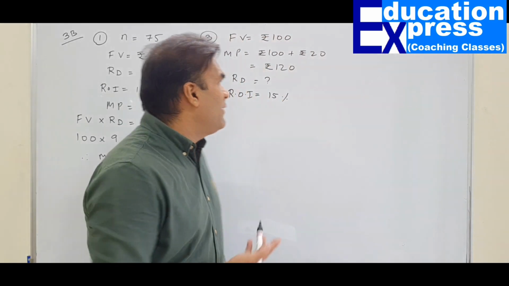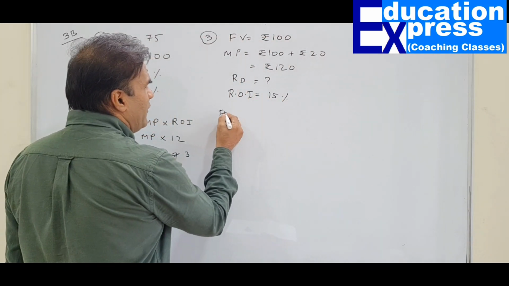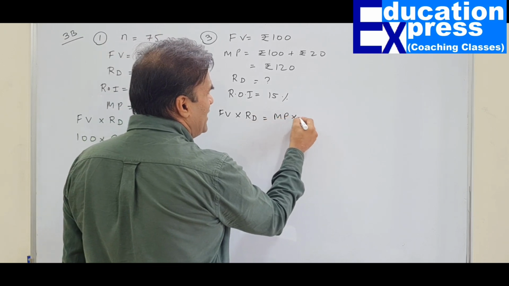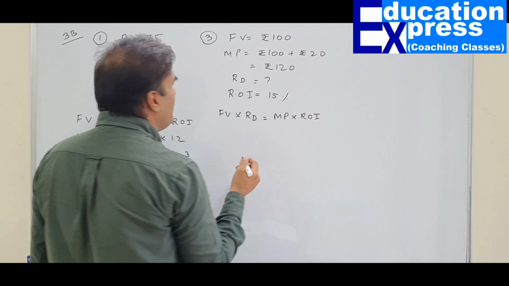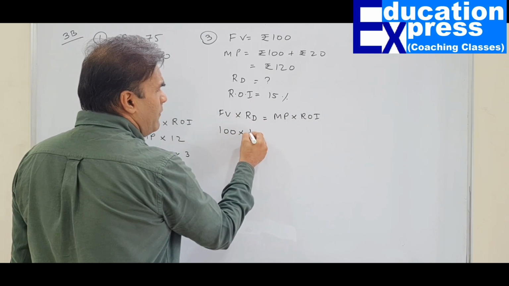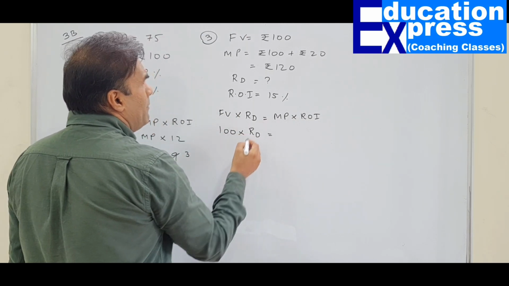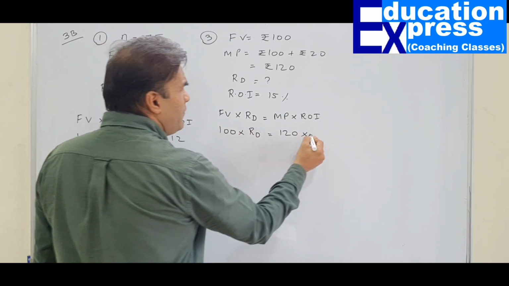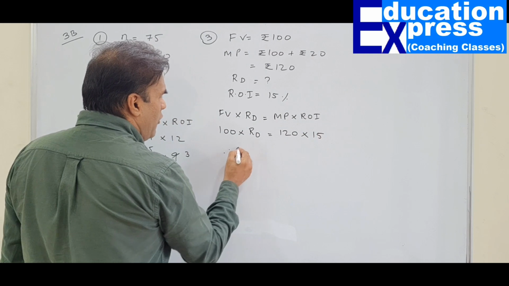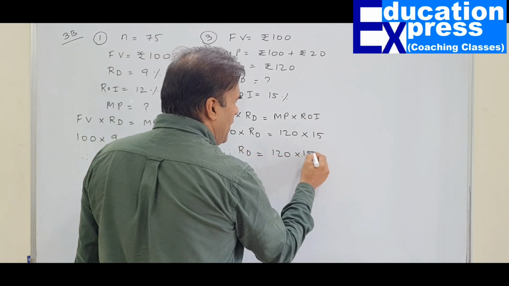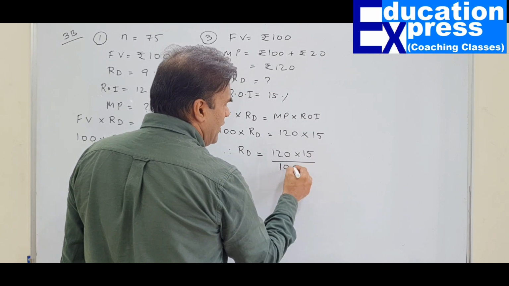Such a simple question. Use that formula: face value multiplied by rate of dividend equals market price multiplied by ROI. What is the face value? 100. Rate of dividend is not known to us. Market price is 120, and ROI is 15. Therefore, rate of dividend would be 120 multiplied by 15 upon 100.